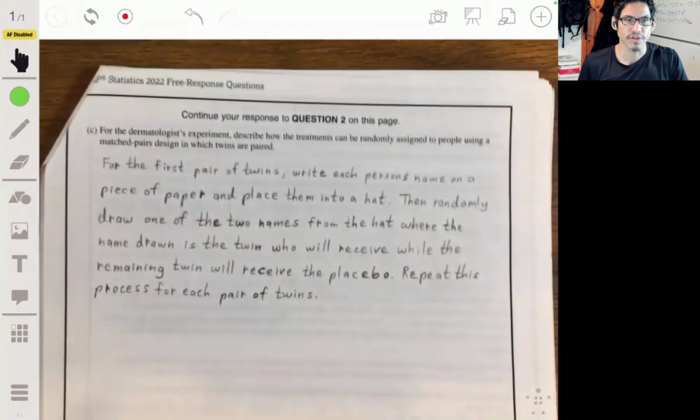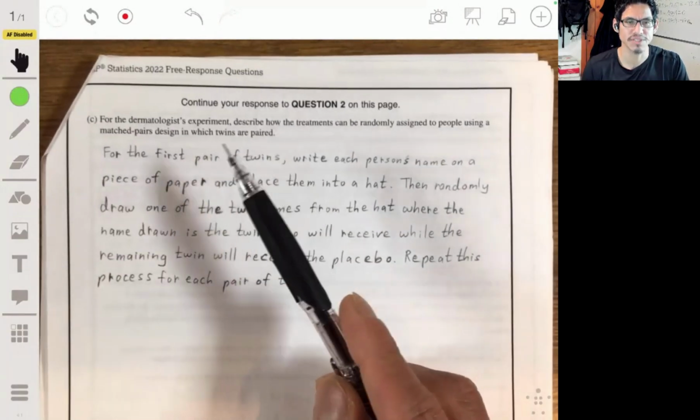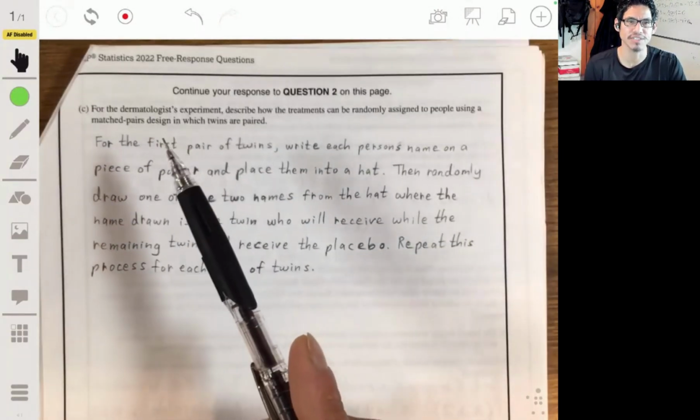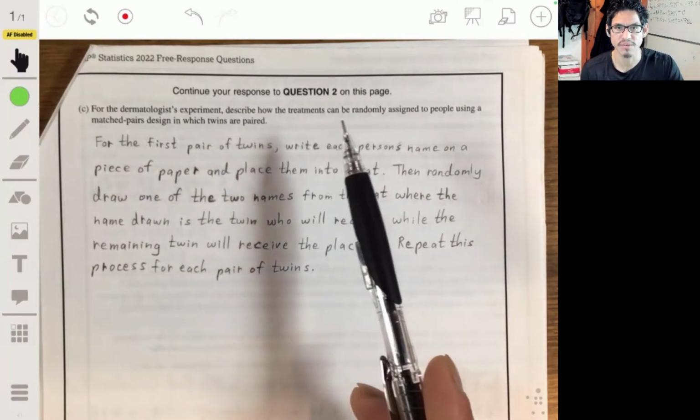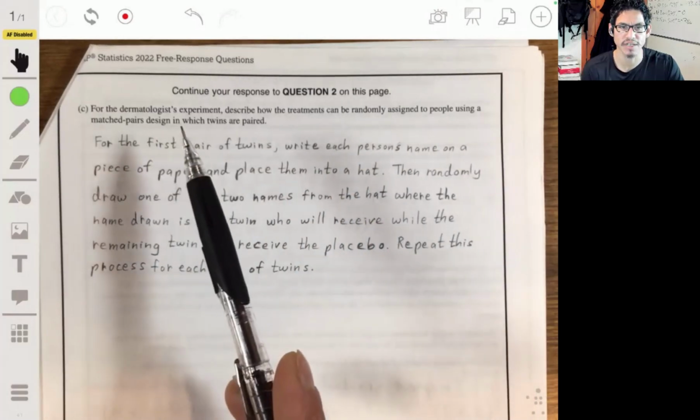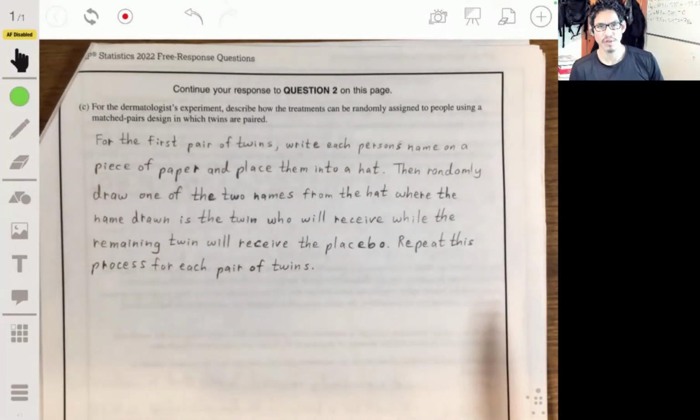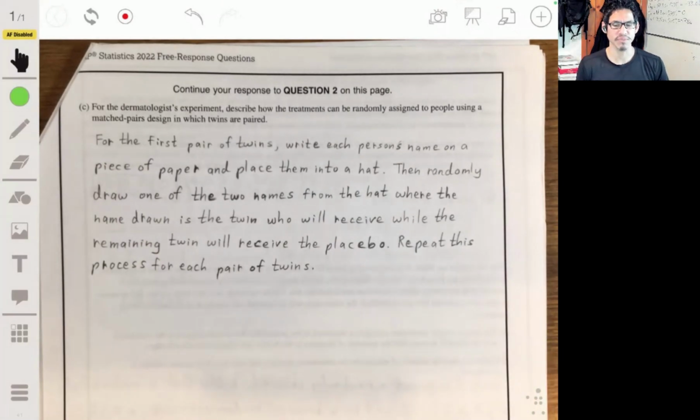All right, and the last part for the dermatologist experiment, for the dermatologists, I really can't say that word: describe how the treatments can be randomly assigned to people using a matched pairs design in which twins are paired. Okay, the simplest way we can do this is, going back to elementary school, you put each person's name in a hat and you draw one at random. That's usually a way we can do random assignment, because you can't see the name, and a little kid can understand that.